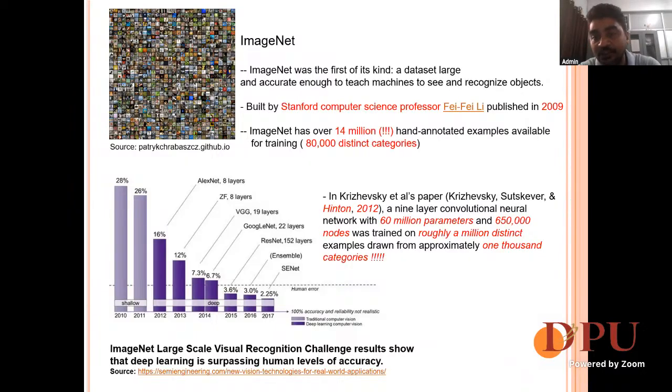Professor Hinton in 2012 came up with an interesting work where he reported, forget about 80,000 categories. Just imagine you need to categorize 1,000, not 80,000. For 1,000 categories, how complex is the model? The complexity is that you need 60 million parameters which need to be tuned, and 6.5 lakh intermediate nodes just to categorize 1,000. Now think about it. If the size is 80,000, what will be the complexity of the intermediate nodes and intermediate parameters?